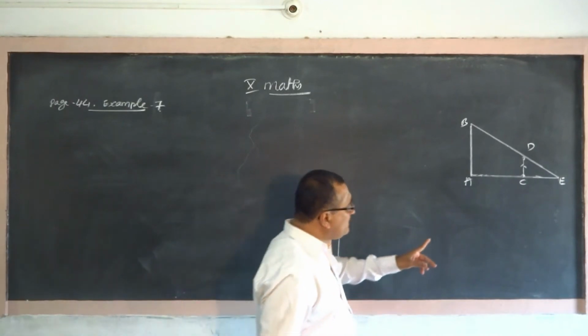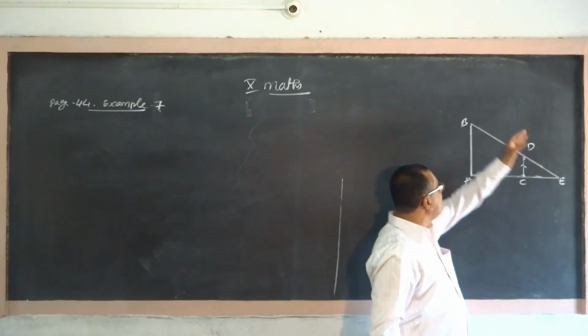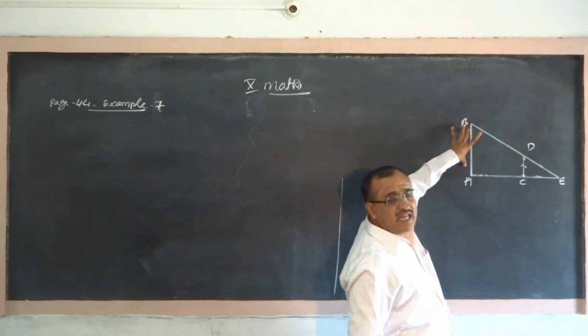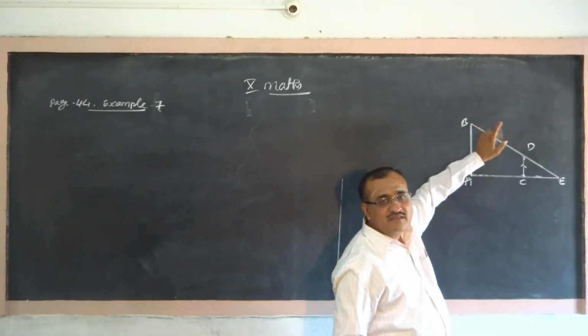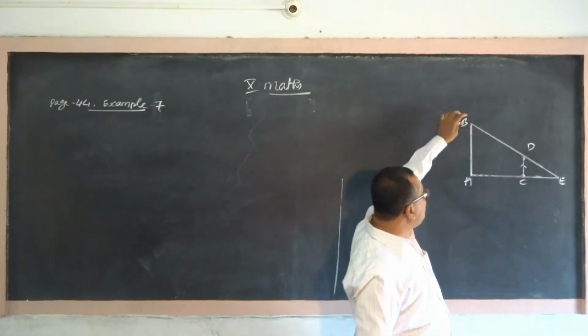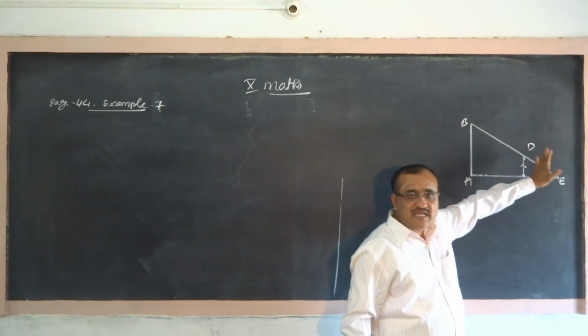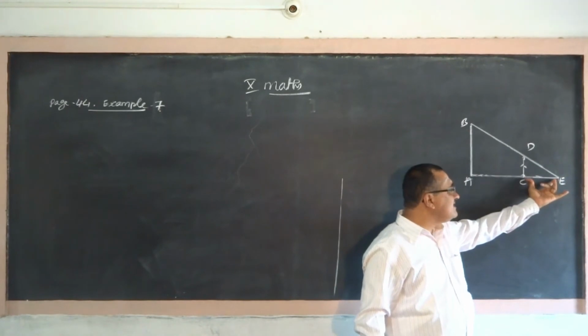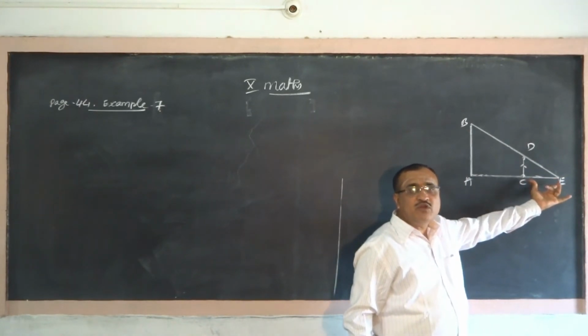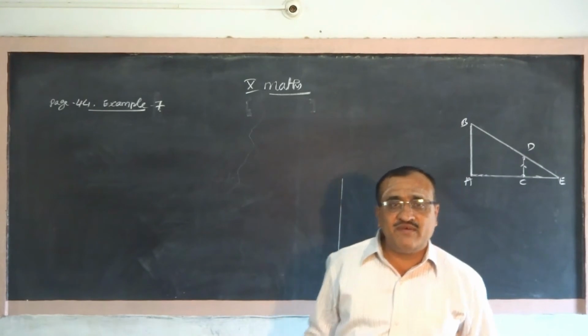At that position, she forms a shadow. Since here is the lamp post, the lamp is here. Now she creates a shadow in this direction. C is the length of her shadow. Now you are required to find out the length of her shadow.